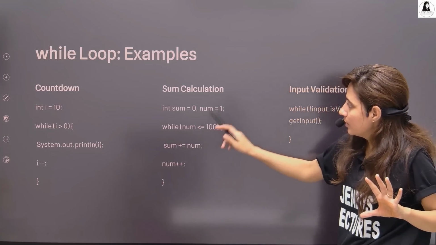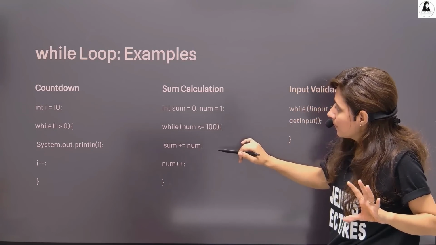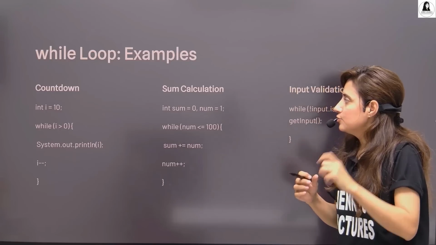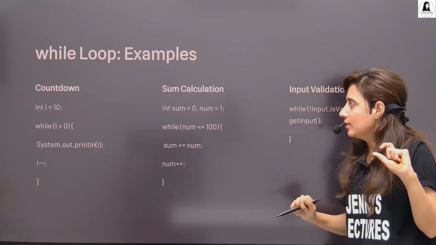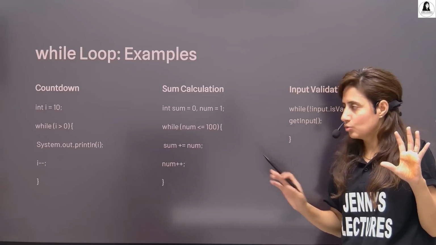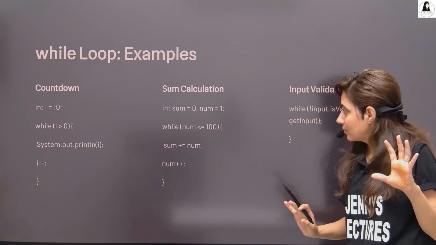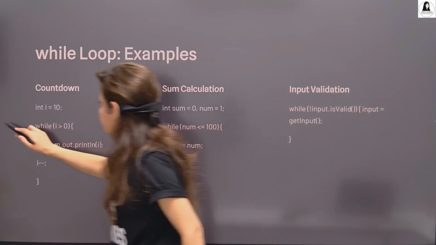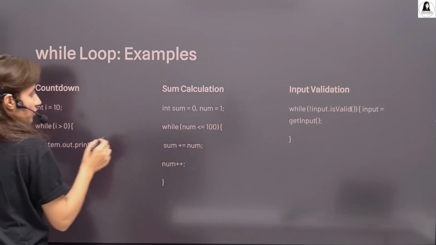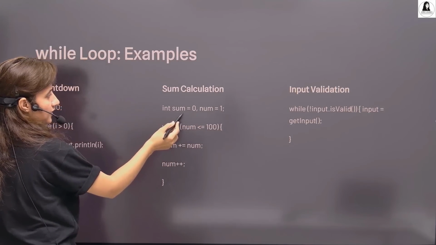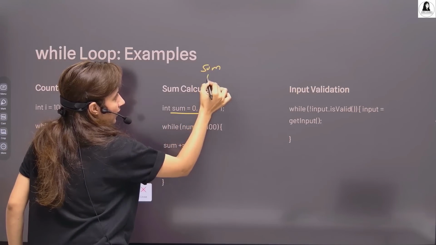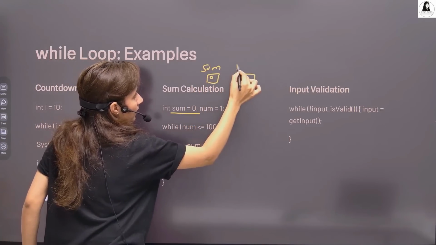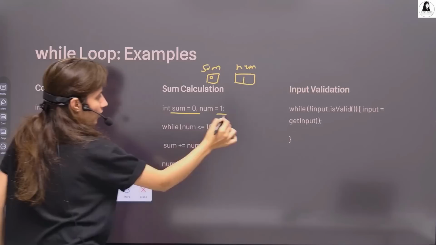What this program is doing is addition of numbers from 1 to 100. Once the number becomes 100, stop doing addition. So this is that program, right? Let's see the working of this program. First, sum is 0. We have a variable sum that is 0. We have a variable num that is at first 1.